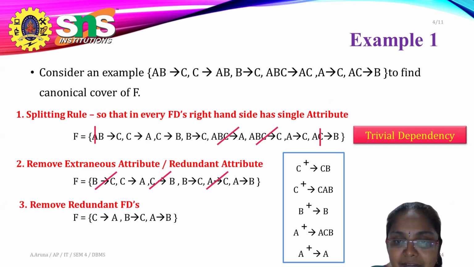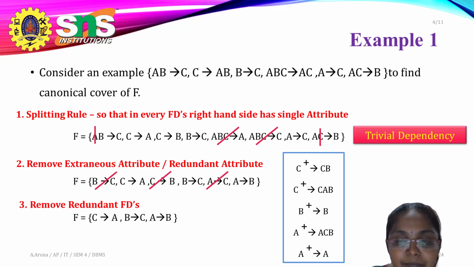In this step, if you have any trivial attribute, that also we're going to eliminate. These both are trivial attributes. Why I'm saying it is a trivial attribute: it means Y is a subset of X. So A is a subset of ABC, and here also C is a subset of ABC. So these both are trivial attributes that we're going to remove over here.